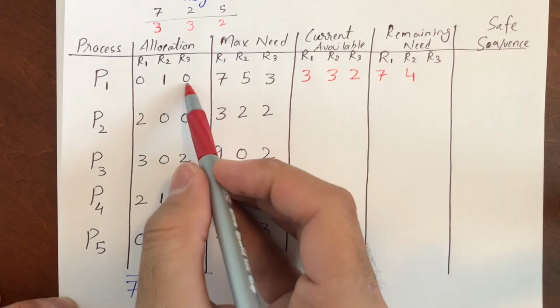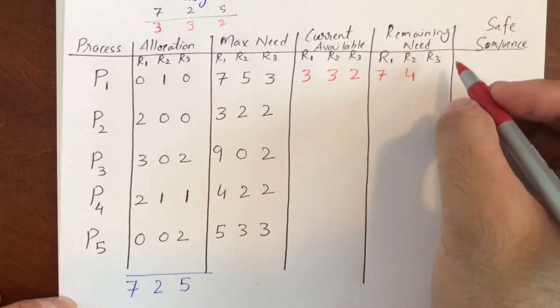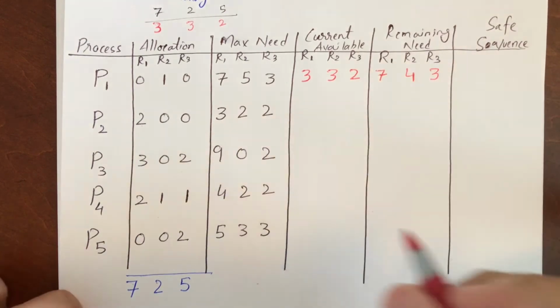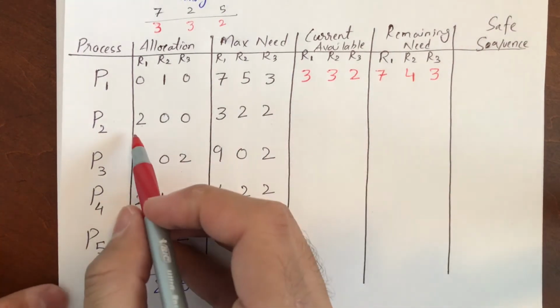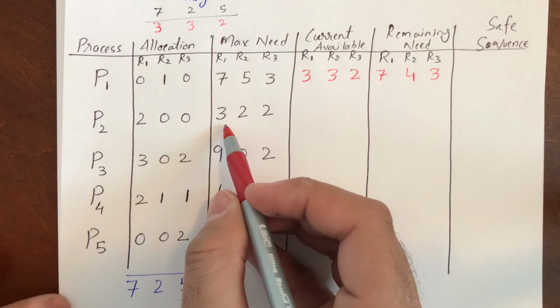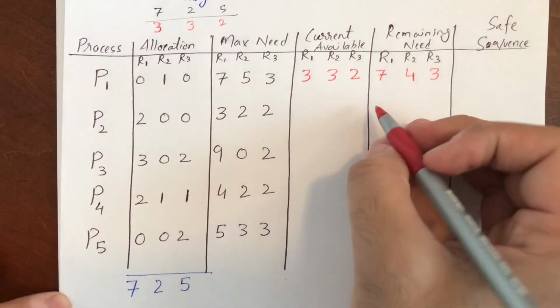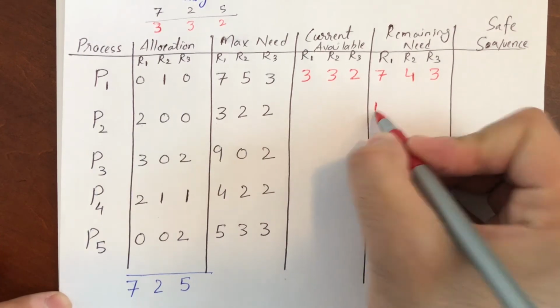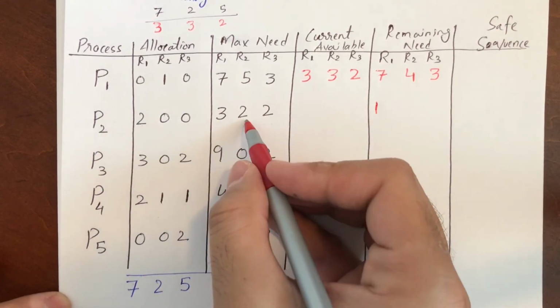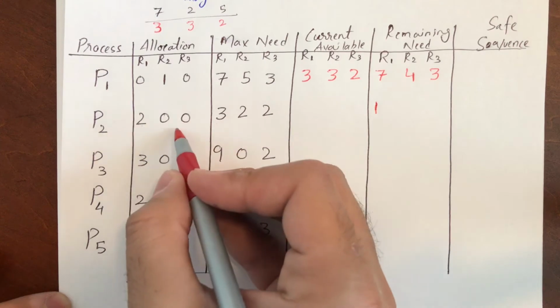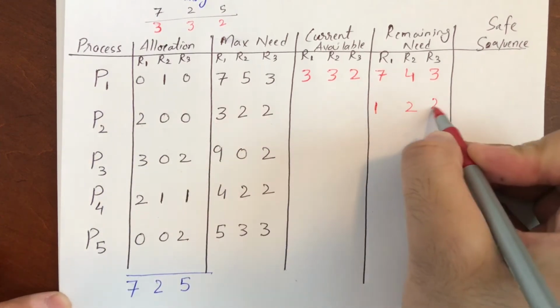0, 3. 3 minus 0 is 3. It means we need all the 3 resources for process 1. For process 2, 2 instances of R1 have been allocated. Maximum is 3, and 2 have been allocated, so 1. And then we have not assigned any R2, R3, so we need 2 R2, 2 R3.